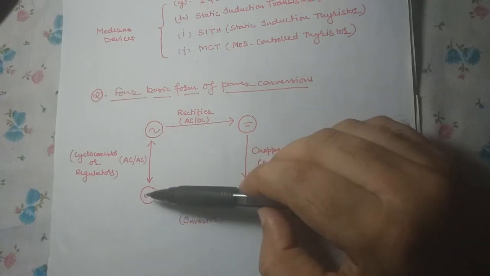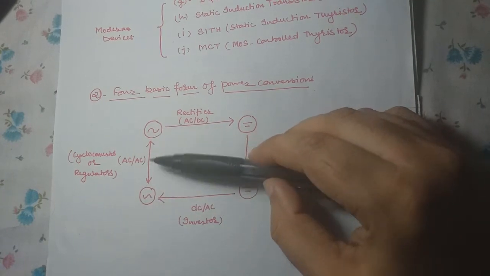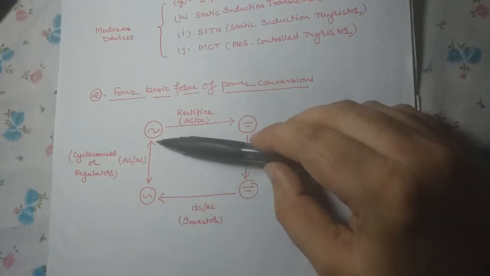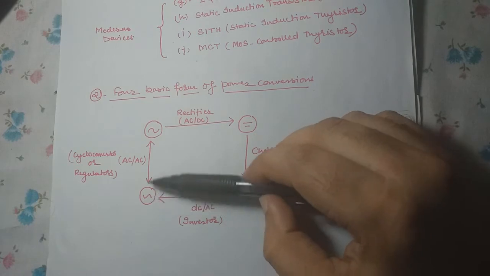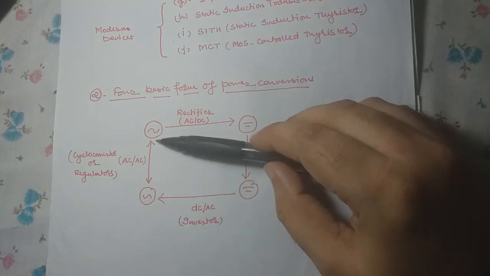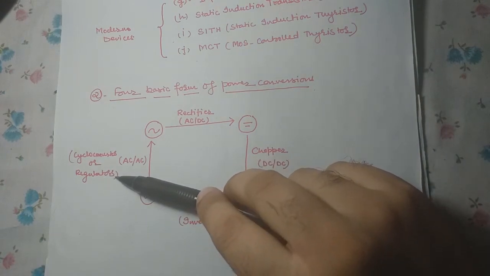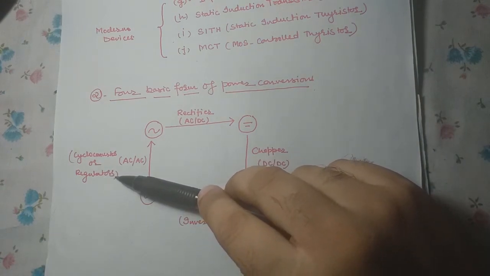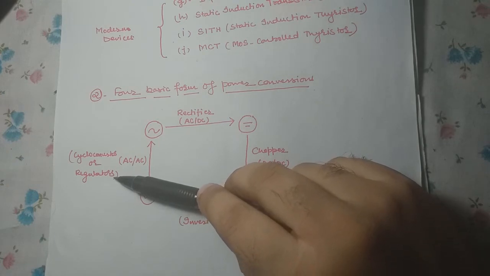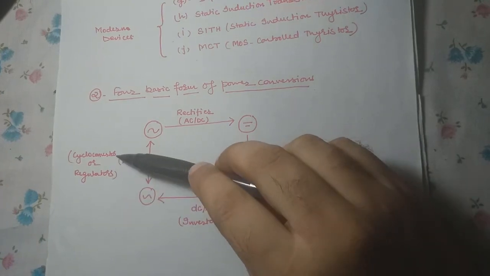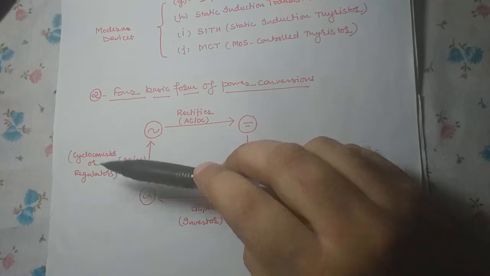But if, from AC to AC conversion, the frequency is not being changed and only the voltage level is being changed, then it will be called a regulator. So that converter will be called a regulator, which will only change the voltage level rather than frequency. And those converters which will convert frequency as well as voltage level will be called cycloconverters.